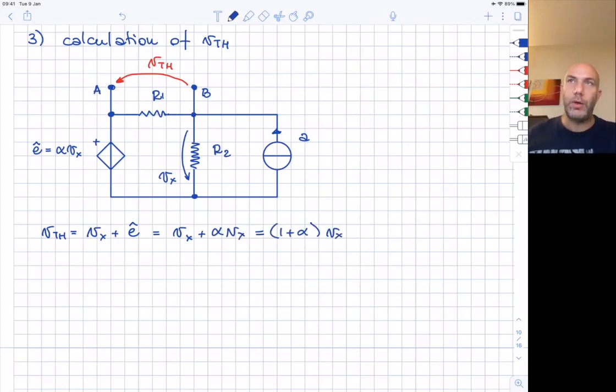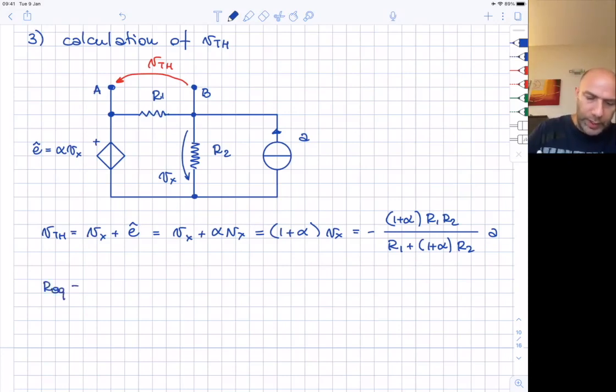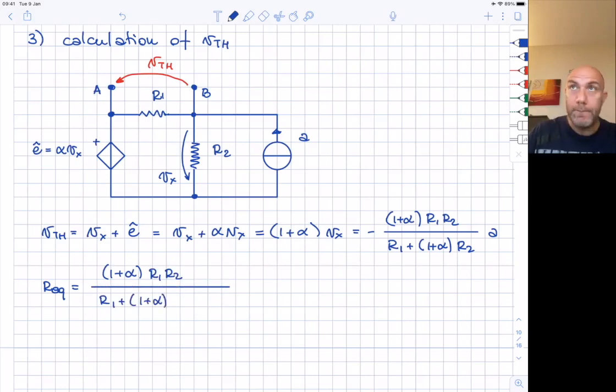If we substitute the value of Vx that we have calculated previously, we have minus 1 plus alpha R1 R2 divided by R1 plus 1 plus alpha R2, A. And this result must be coupled with the equivalent resistance R equivalent that we have found previously, 1 plus alpha R1 R2 divided by R1 plus 1 plus alpha R2.